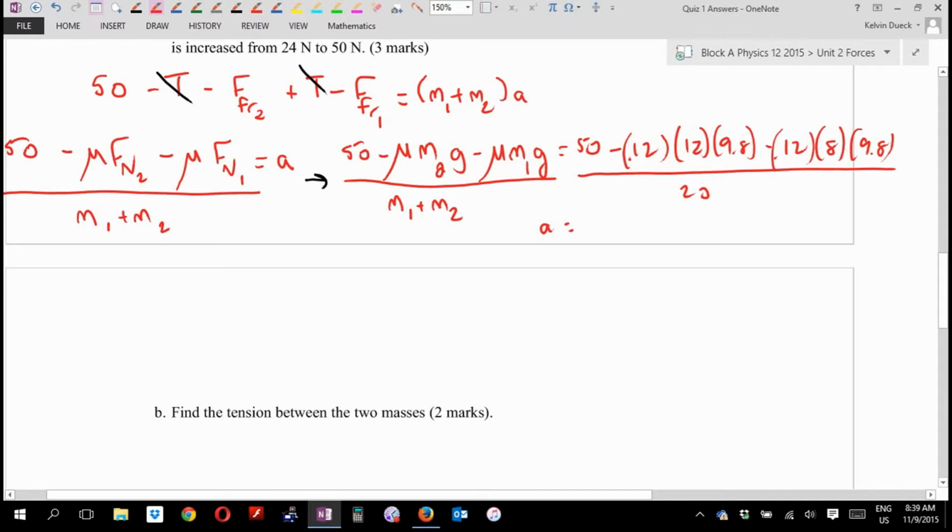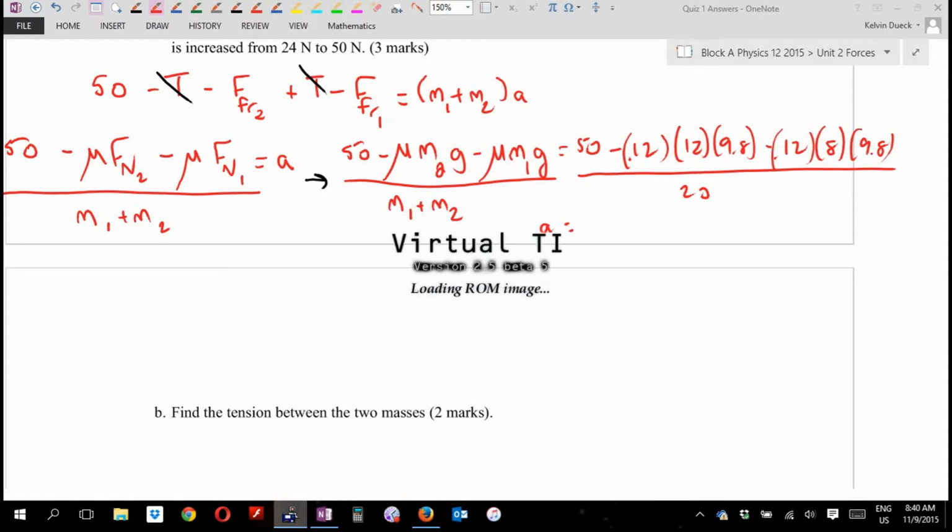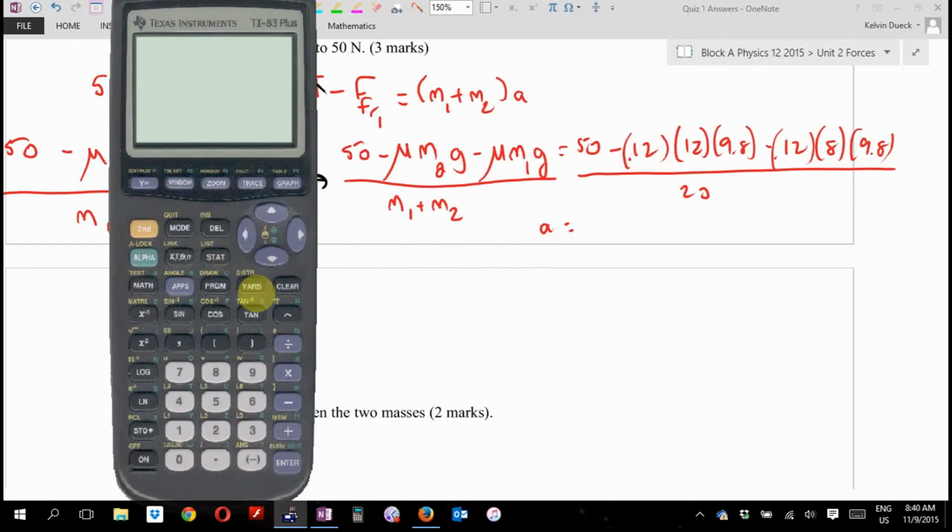Do this one in your head, Mr. Dewick? Well, maybe. Because 20 times 9.8 is going to be 196 times 0.12 is going to be 19.6 plus 3 points. So no, I'm rounding out. I could get the top okay. If I got the top, dividing by 20, that's dividing by 10 and then dividing by 2. I should have been able to do that in my head. That's a Monday morning. I'm allowed. 50 minus 0.12 times 12 times 9.8.